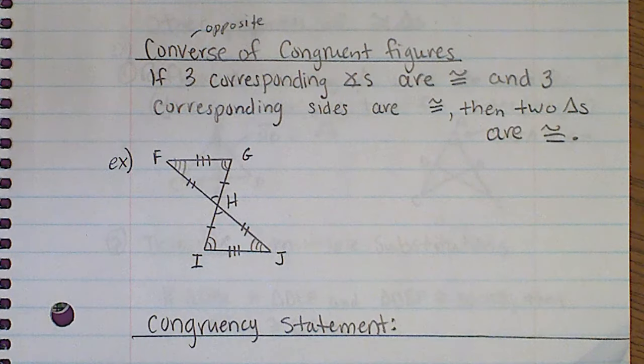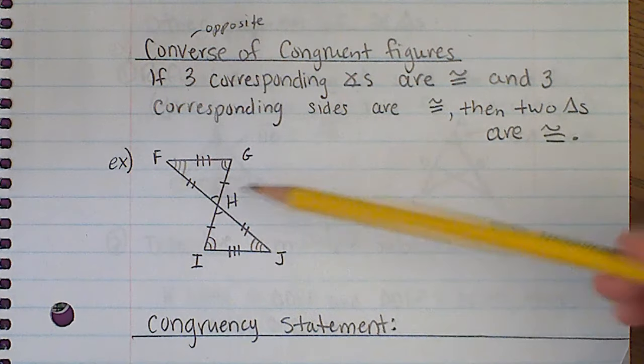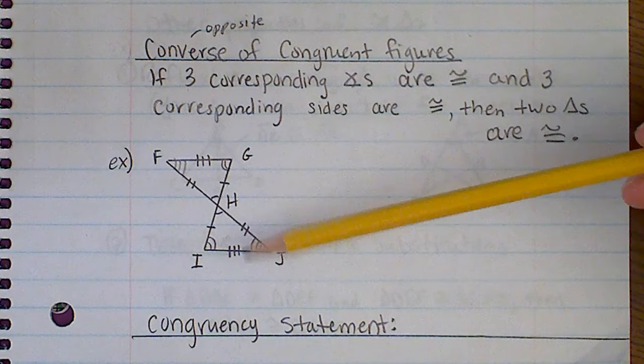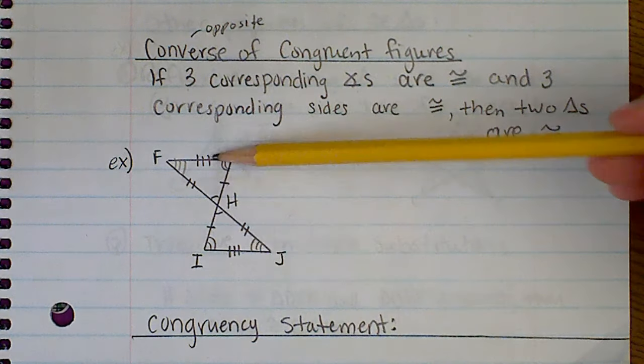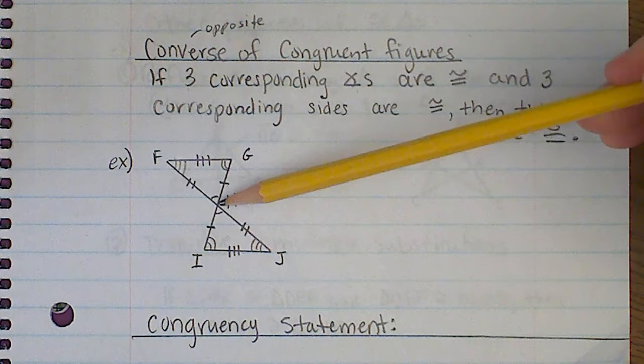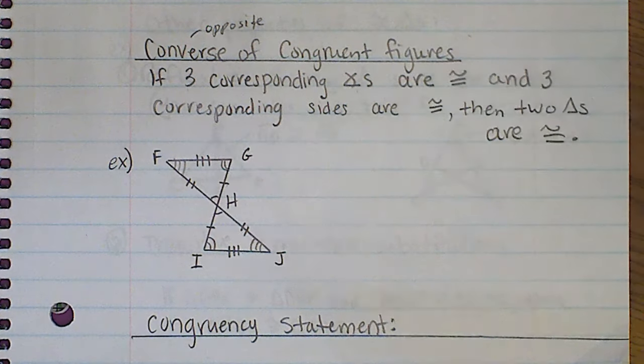Okay? So here's an example of a diagram that may be given to you. I can match up 2 sides that have 1 tick mark, 2 sides that have 2 tick marks, a set of sides with 3 tick marks. And likewise, I can do the same thing with the angles. These have 1 arc, 2 arcs, 3 arcs.